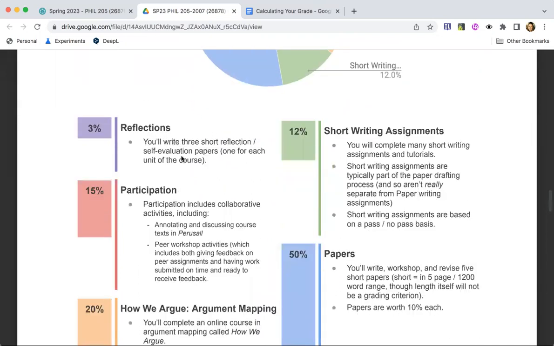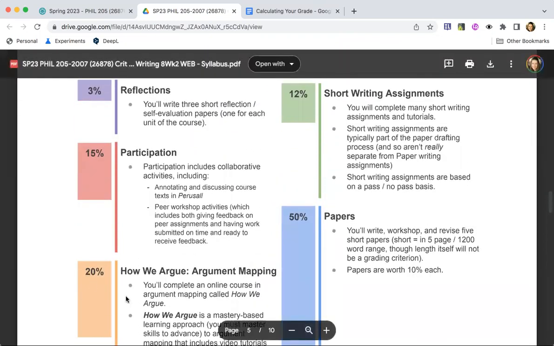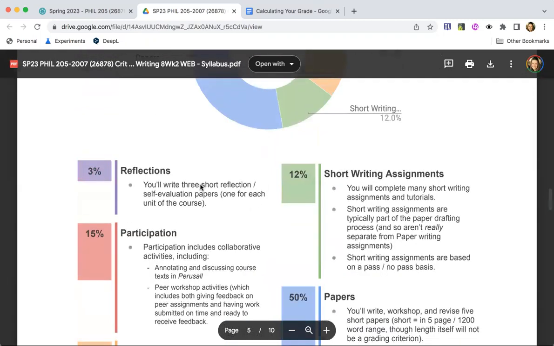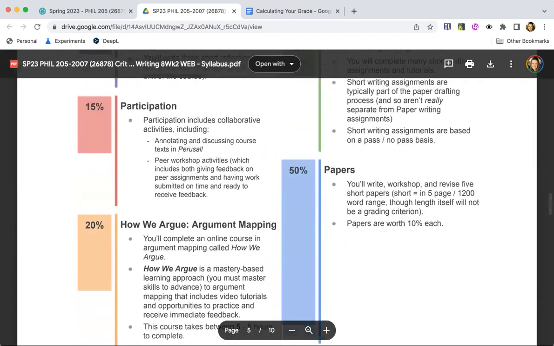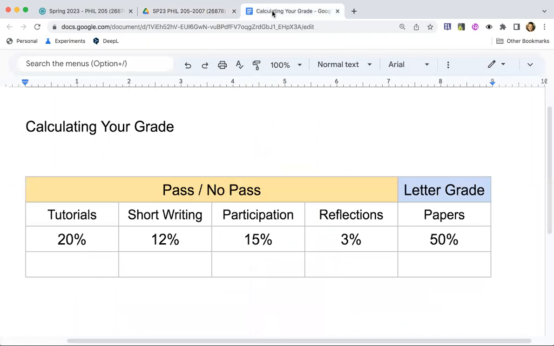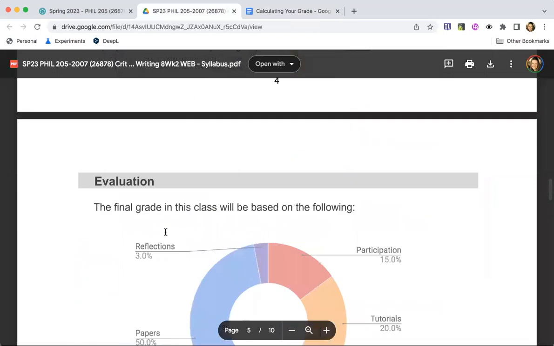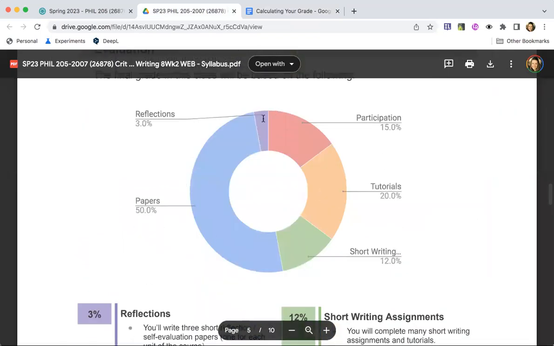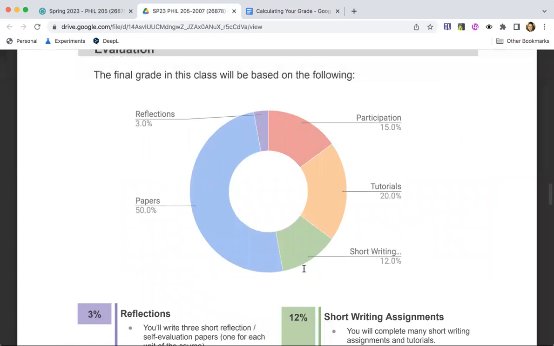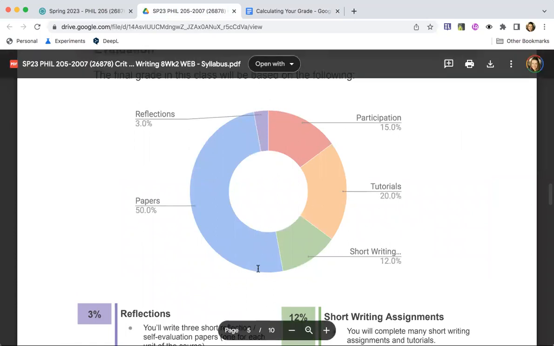Okay, I've got a more detailed overview of the stuff that I just mentioned here, what exactly participation entails, the tutorials, the writing assignments, and the 5 papers. Here's something that you should be able to think clearly about so you understand what you need to achieve to get certain grades, okay? So as previously stated, half of the grade is based on papers, and the other half is not based on papers.